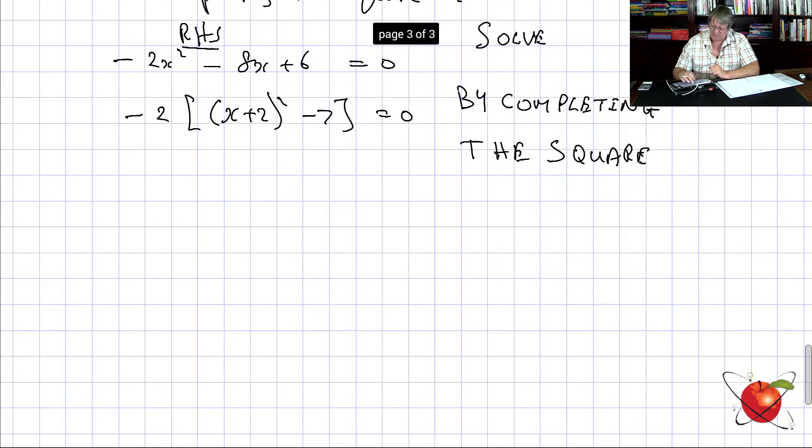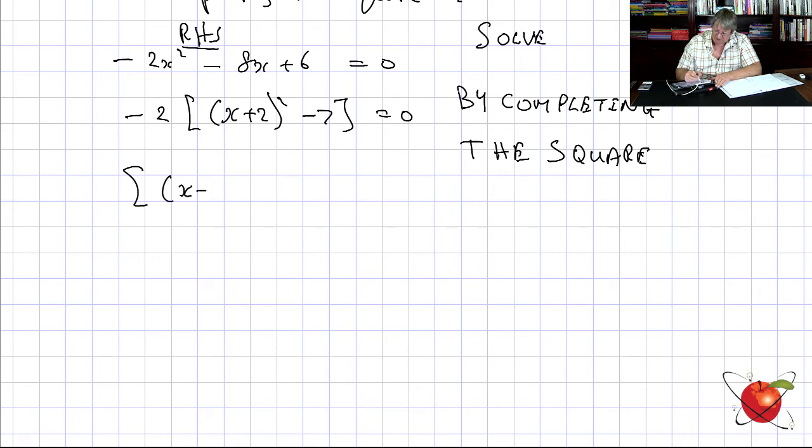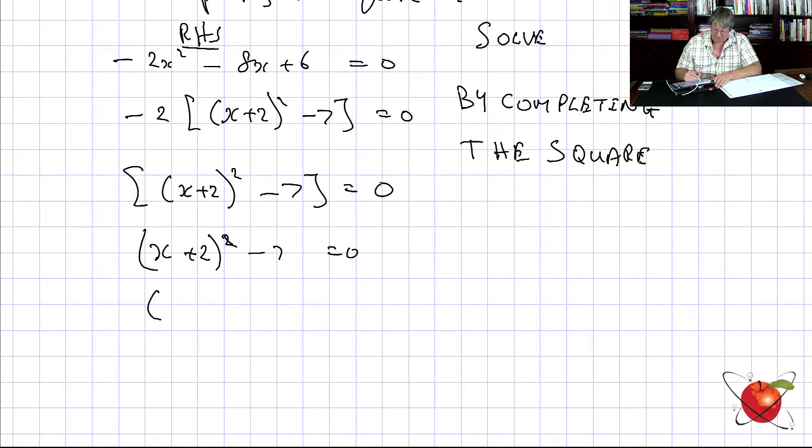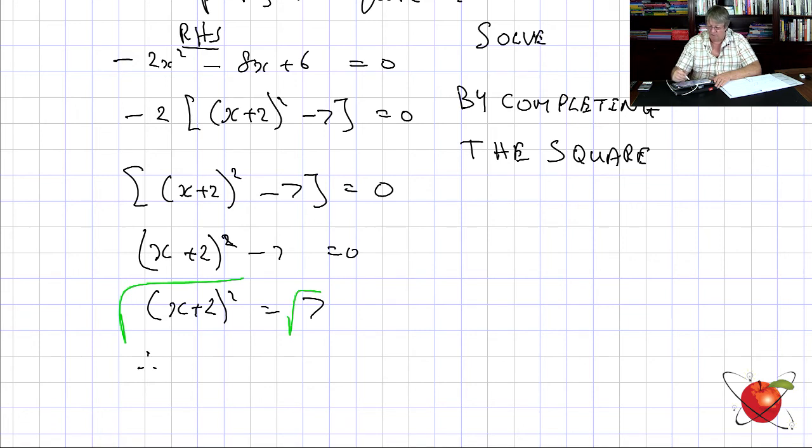Now, the next thing is I say, right, I've completed the square. What can I do next? Next, I can divide through by the minus 2, leaving me with x plus 2 all squared minus 7 is equal to 0. Remove the square brackets. That is x plus 2 squared minus 7 is equal to 0. Therefore, x plus 2 squared is equal to 7. Therefore, what do I have to do now? Take the square root of both sides.